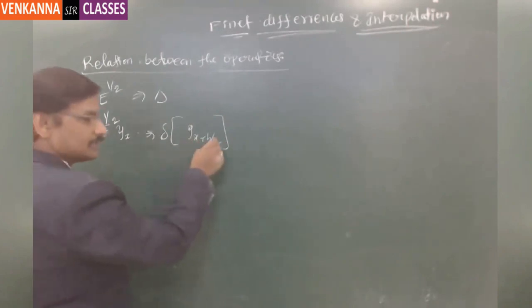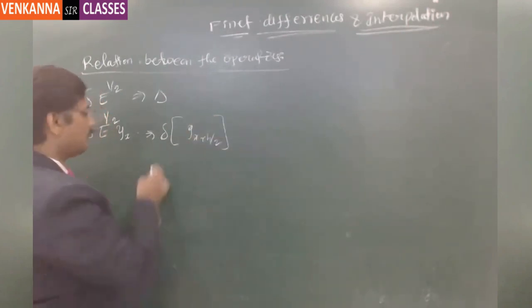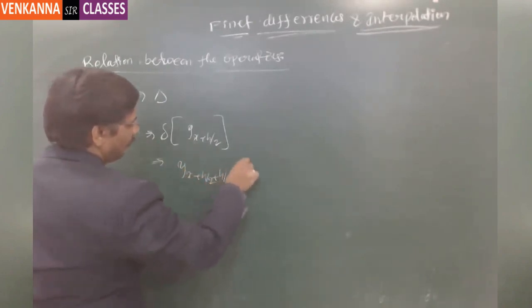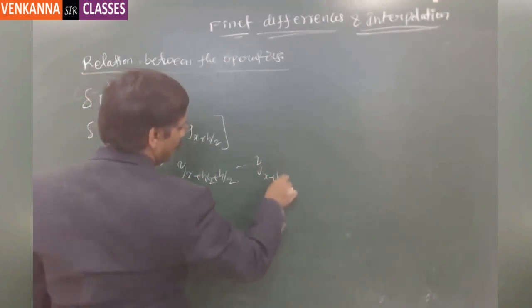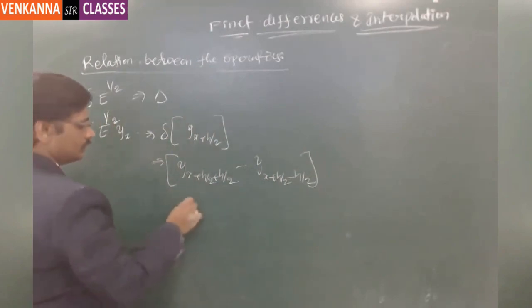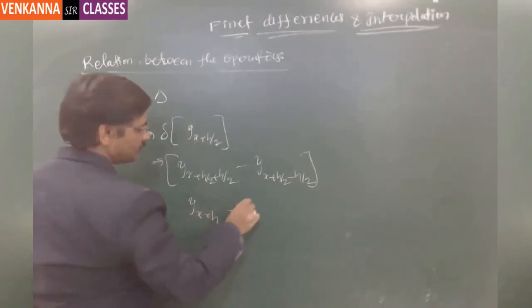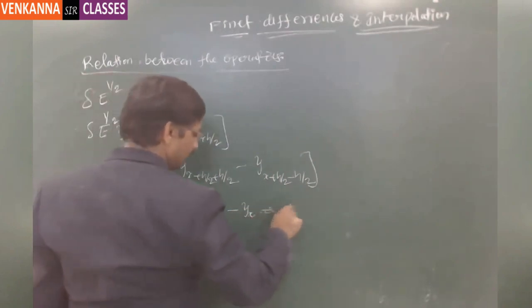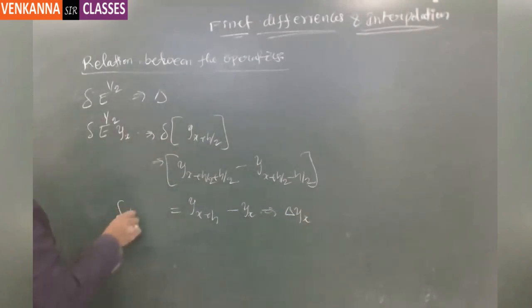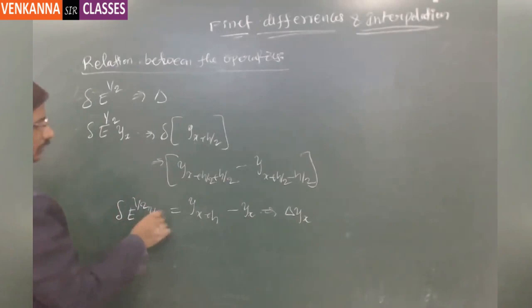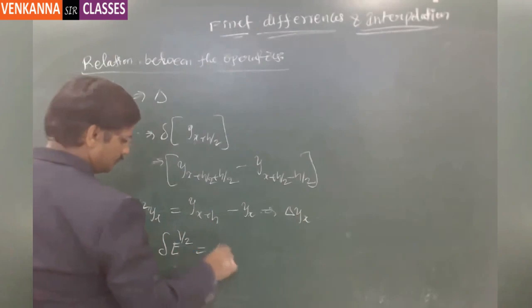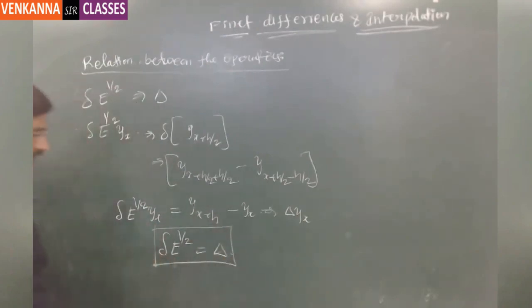The central operator is nothing but the difference of plus h by 2 and minus h by 2. So this is y of (x plus h by 2 plus h by 2) minus y of (x plus h by 2 minus h by 2). After operating the central operator, this is y of x plus h minus y of x. This is equivalent to the forward difference of y(x). So forward difference y(x) is equal to delta E power 1 by 2 y(x). If you correlate these operators, delta E power 1 by 2 is equivalent to forward delta. So this is another relation.